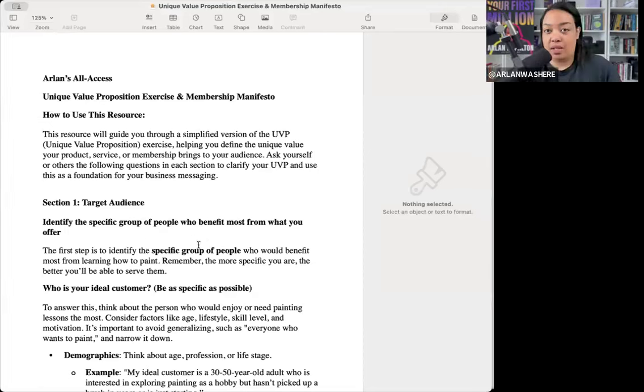So check this out. I'm going to go page by page with you. If you have done this before inside of Arlan's All Access, this will be a version of it that will help you solidify even more what you want your membership to be. You see here that it says membership manifesto. Stick around for that, because we're going to have something at the end that you can print out and put in front of you every single day so that you know your North Star. This is an amazing resource, and you'll have this forever if you work with me.